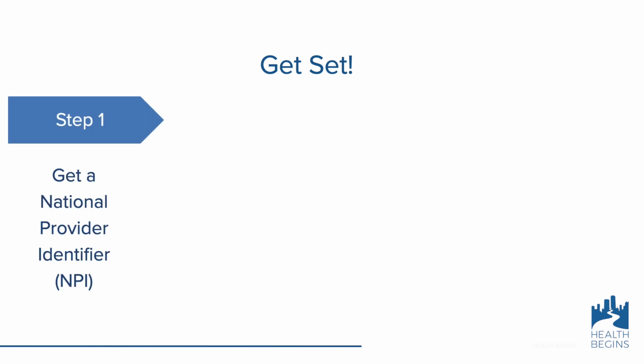Once you complete these steps to get ready, it's time to get set. So to get set to contract, you'll do these things. Step 1, obtain an NPI. If you don't already have a National Provider Identifier, or an NPI, it's crucial to apply for one. We've provided links to the application site and the resources here, as well as a step-by-step tutorial.